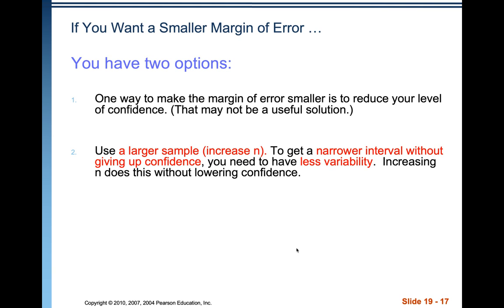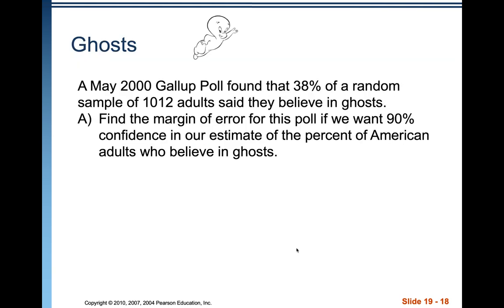So why don't people just keep increasing n? Remember, we don't want to go above 10% of our population, and sometimes it's expensive. Sometimes your budget will only allow for a certain sample size, and so that's just kind of a real world limitation that people have when they're conducting surveys. All right, let's look at some examples.